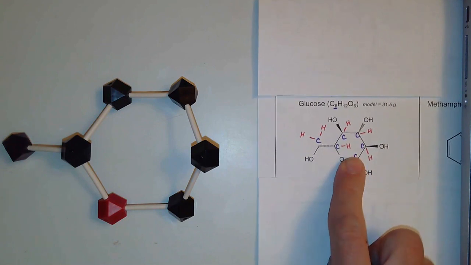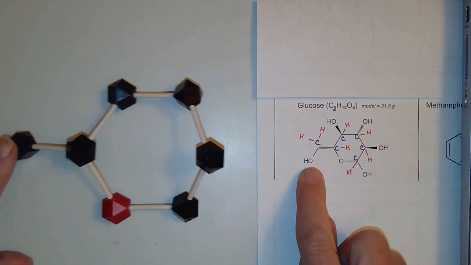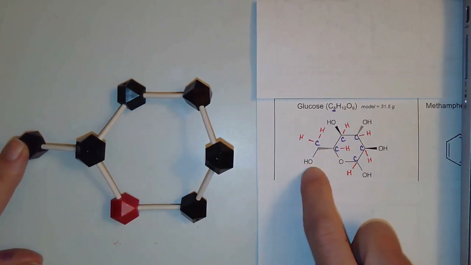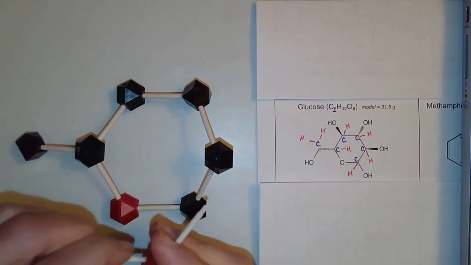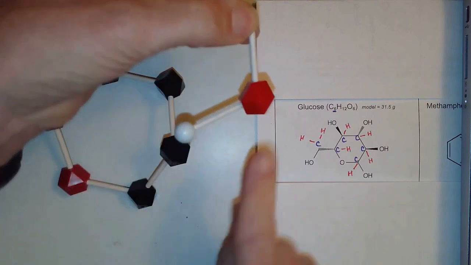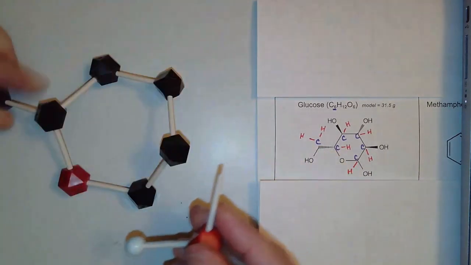Now I'm going to add on the rest of my pieces here. So start with this carbon. This carbon here has an OH group. That means that I've got an oxygen and a hydrogen. So that's my OH. This OH is represented right there. And this is going to get bonded to this carbon down here.